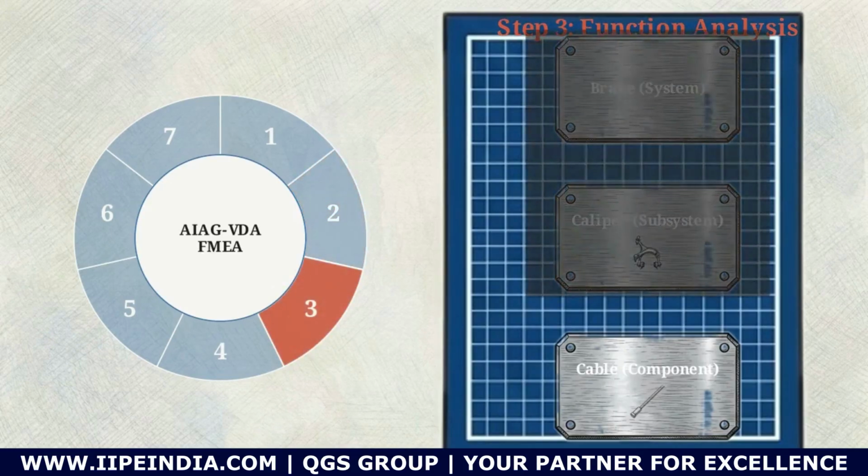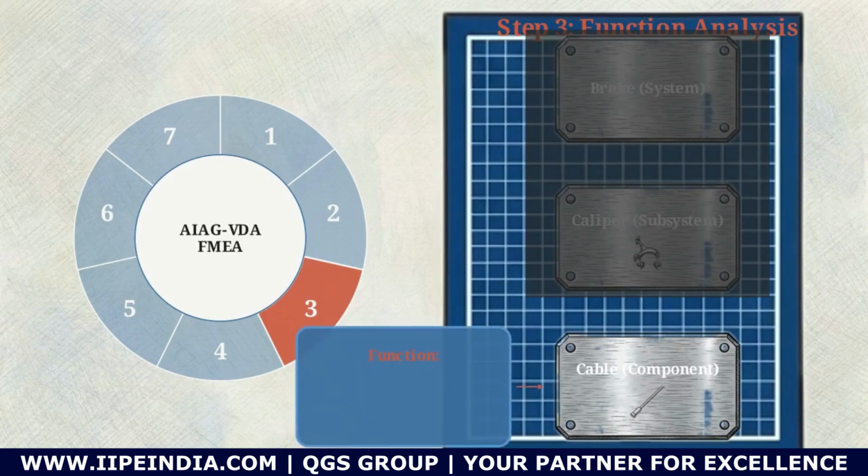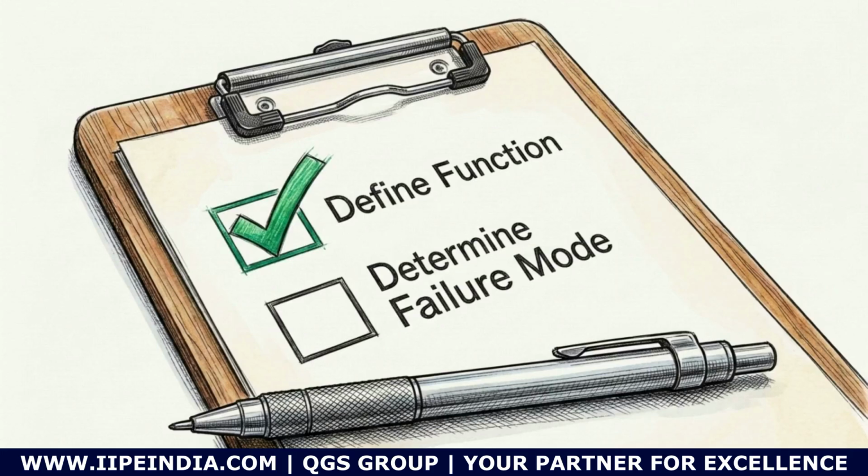Moving to step 3, function analysis, we define the exact mechanical job expected of each element in that hierarchy tree. For the brake cable, the assigned function is to transfer tension from the lever to the caliper. Establishing this specific job is a mandatory baseline requirement. You cannot determine how a part fails until you identify what it must do.